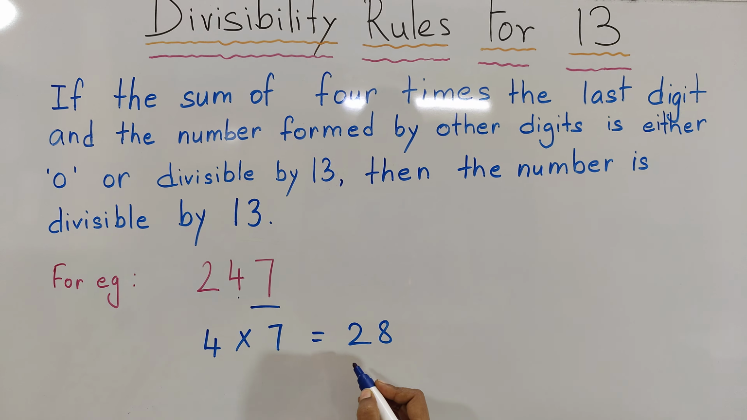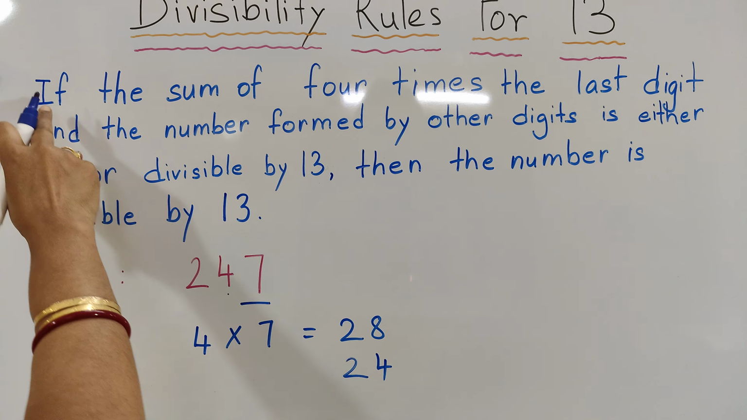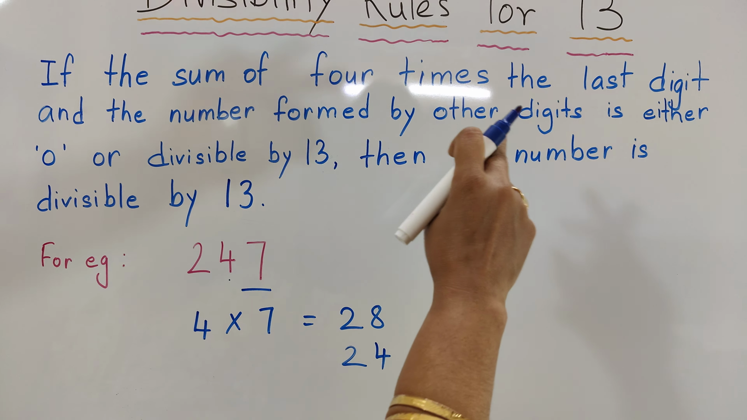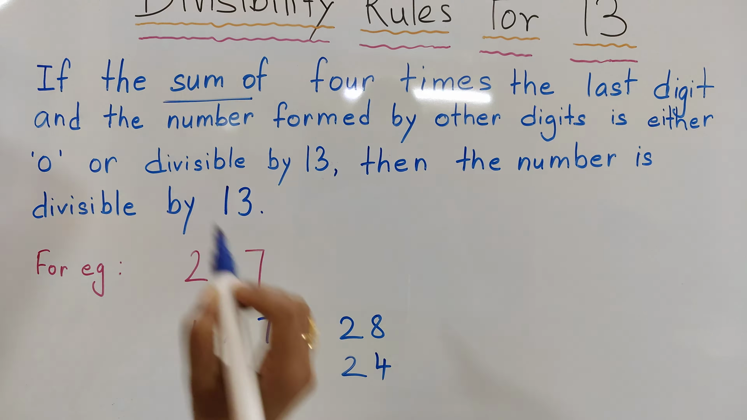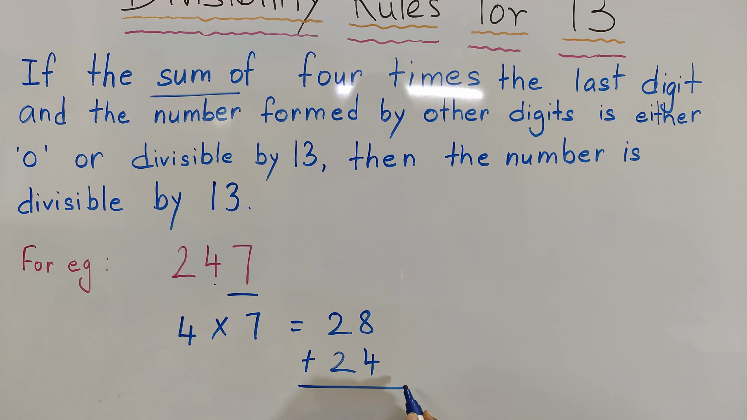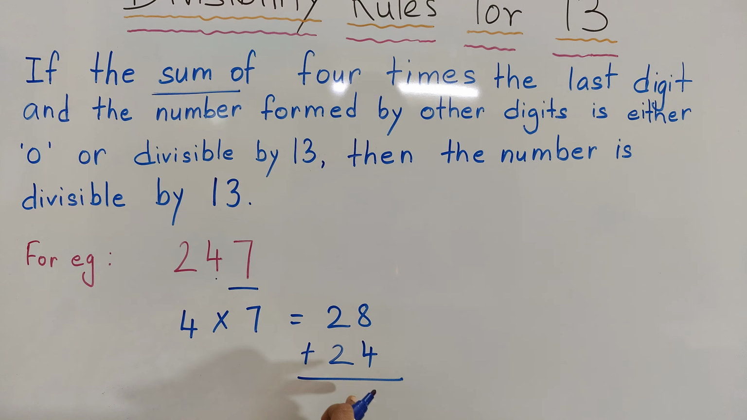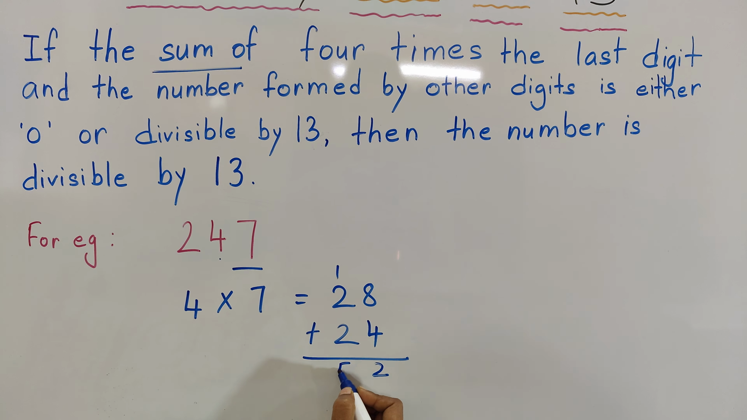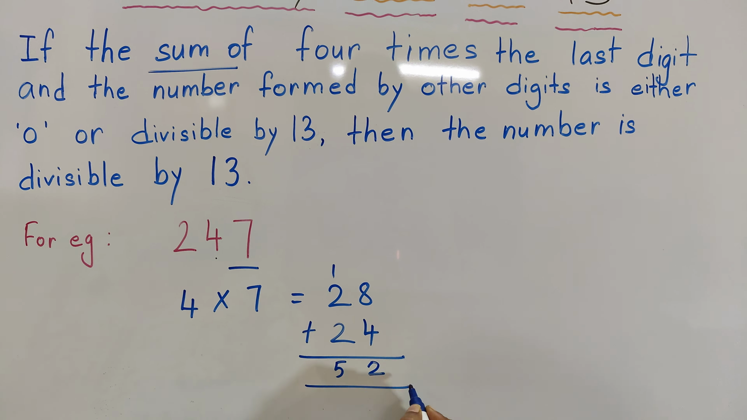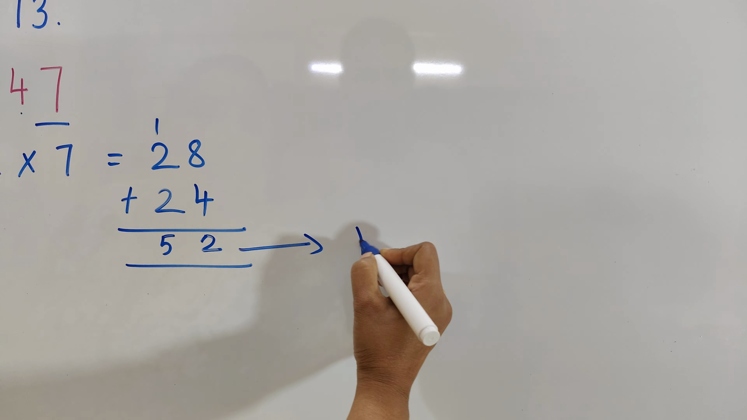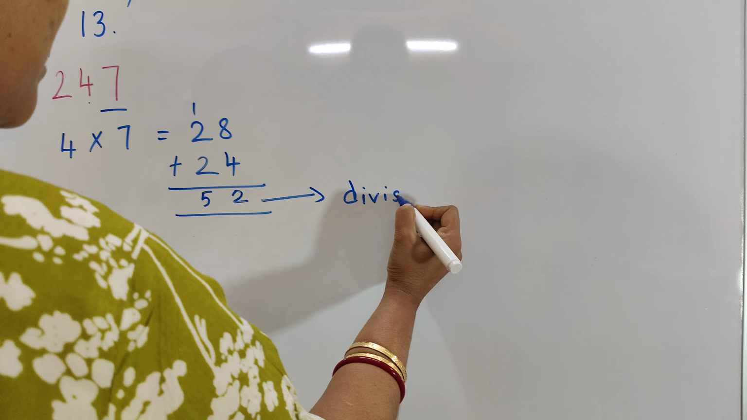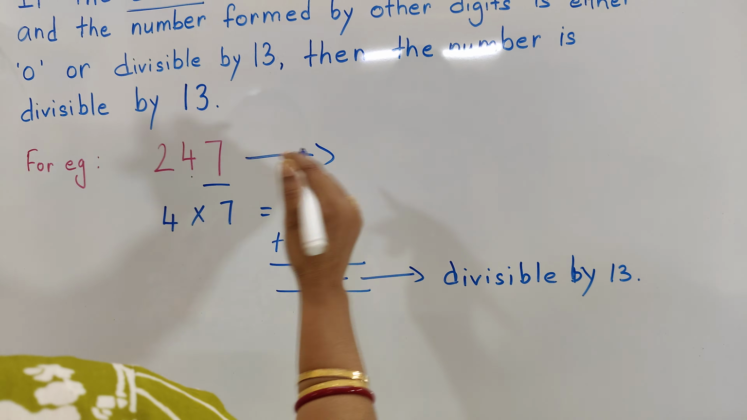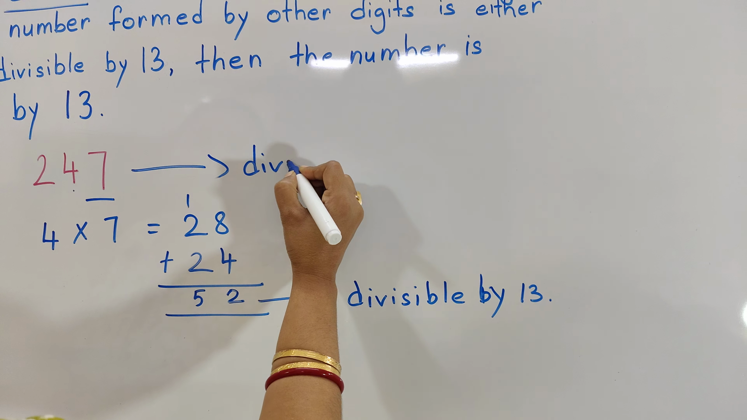So what we need to do? We need to write 24. If the sum of 4 times the last digit and the number formed by the other digits. So we need to find the sum. So we will add these two numbers. 28 plus 24. 2 carry 1, 4 carry up the 1, 25, 52. 52 is divisible by 13 because 13 times 4 is 52. Therefore, 247 is divisible by 13.